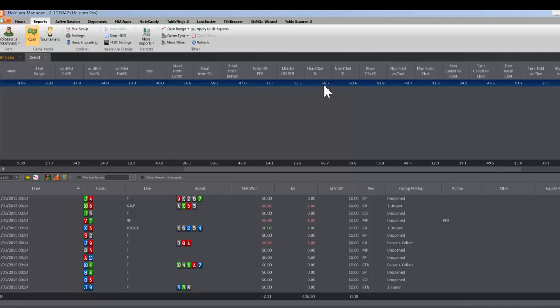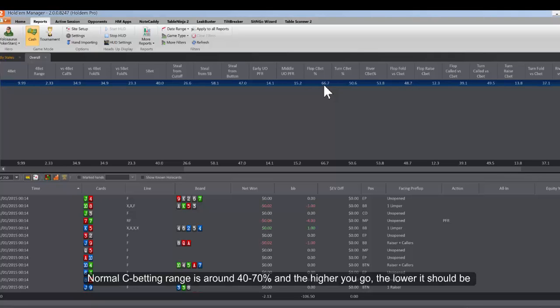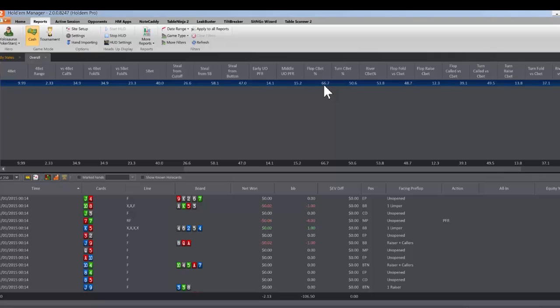Flop c-bet 66.7%. So generally a good number is between 40 to 70%. The higher you go in stakes, the lower your flop c-bet should be, because we want to be slow playing a lot. And our opponents are more aggressive, so they're going to be doing the betting themselves when checked to a lot of the time.